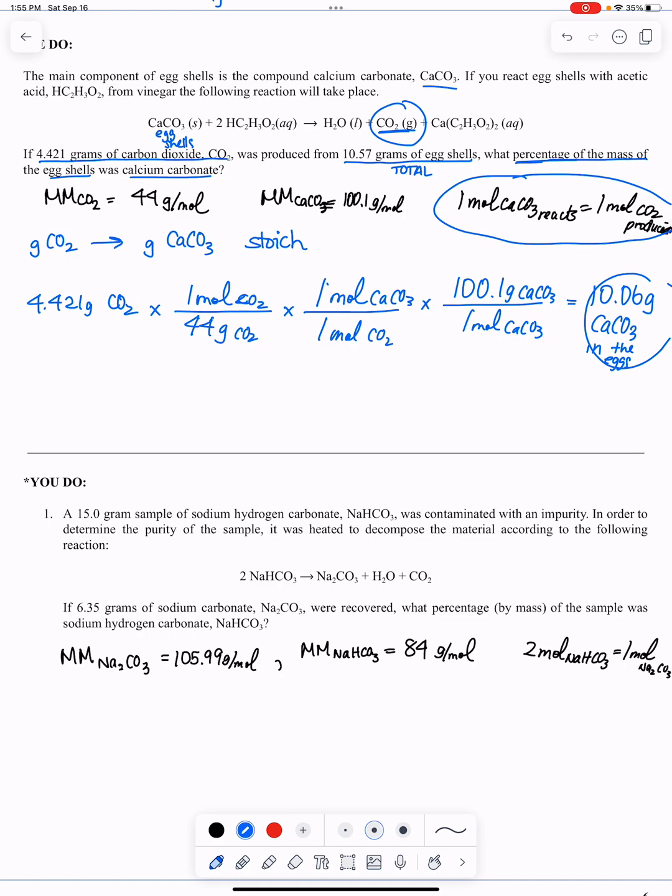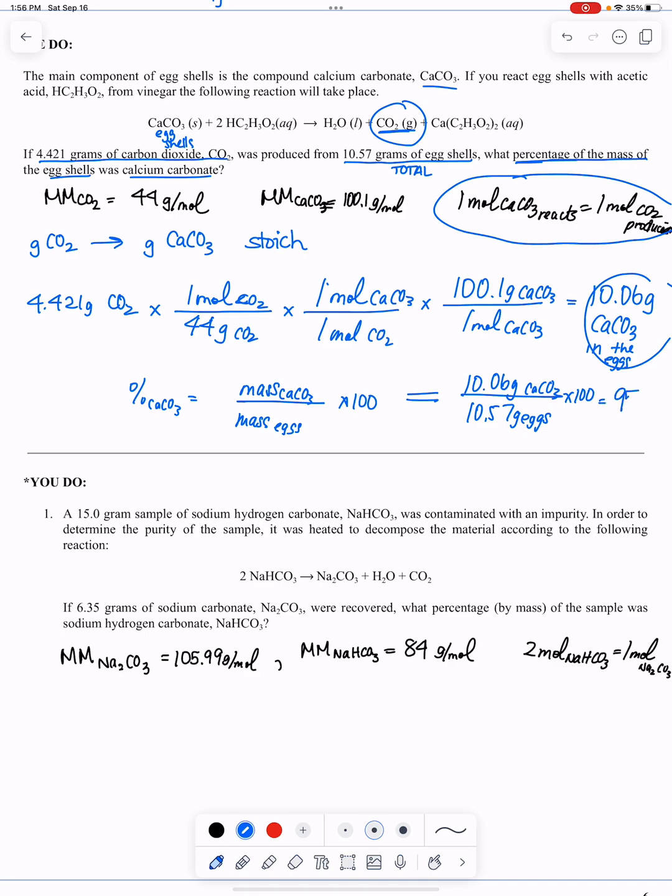To get that percentage of calcium carbonate, I'll need the mass of the calcium carbonate, which I got, divided by the mass of the eggs, times 100. And so that becomes 10.06 grams of calcium carbonate, divided by 10.57 grams of the eggs, times 100, and I get 95.2% calcium carbonate. Done.